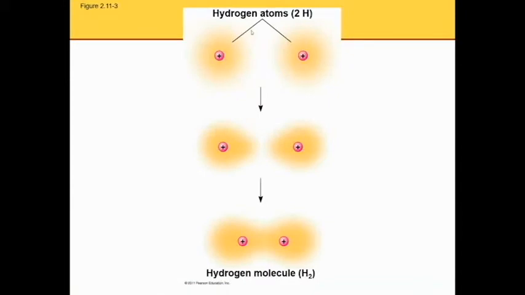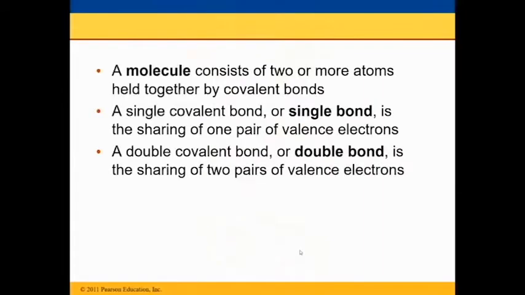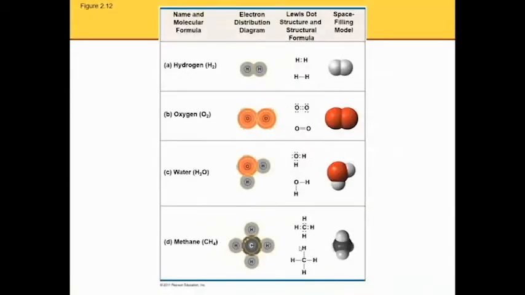Like the hydrogen atom, right? You have their valence electrons, 1 and 1, and they share this one pair, okay? And that's hydrogen. You can have a single bond, double bond, and triple bond, depending on how many pairs of electrons are shared, okay?